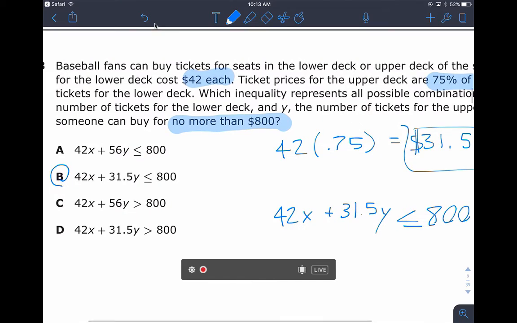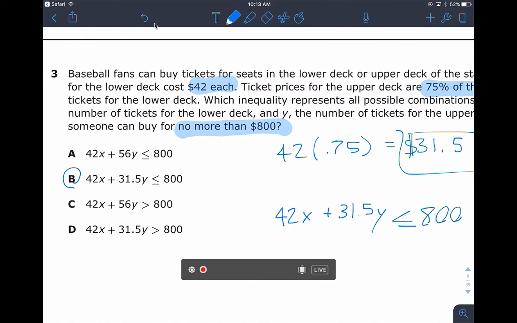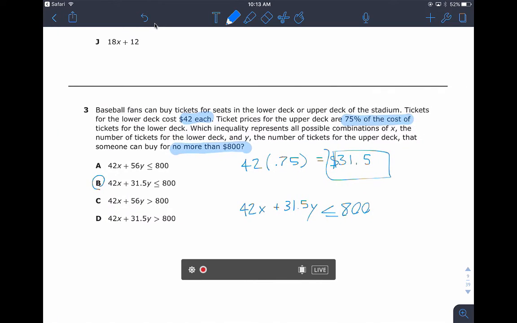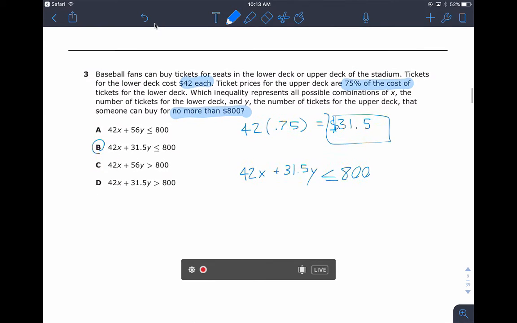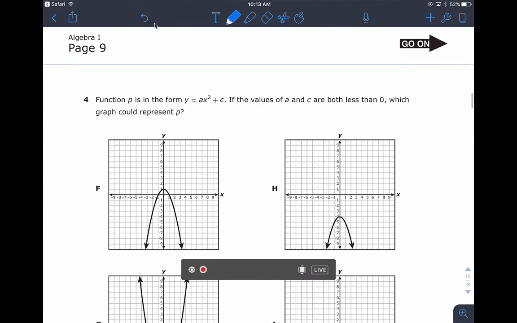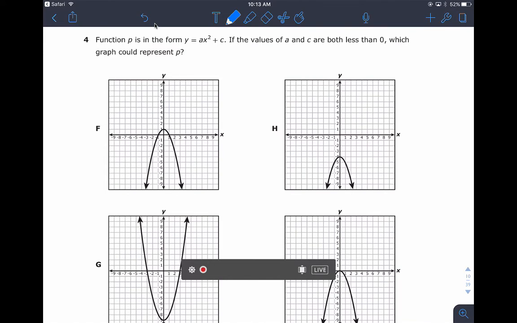Look out for common traps they might have. This one here has 56Y, so that's more expensive for the upper deck, which doesn't make any logical sense. And these other ones are saying we need to be greater than 800, which doesn't make sense if you're dealing with a budget. So definitely B is our best option. Make sure you use process of elimination. That might help you find some of your answers.